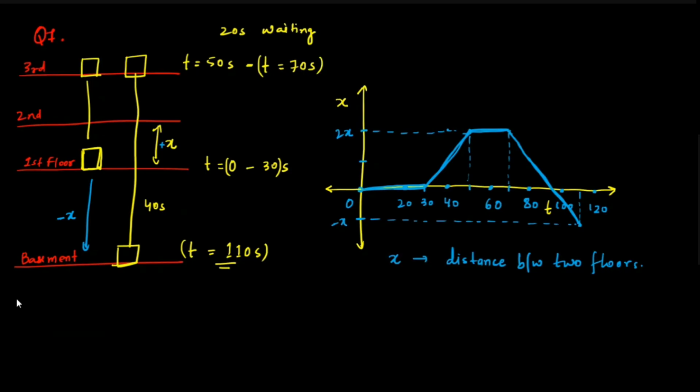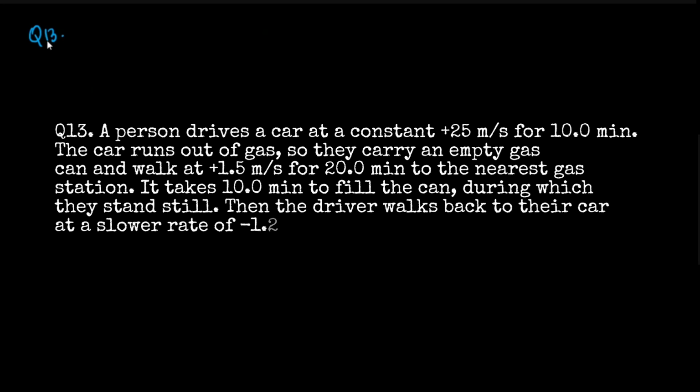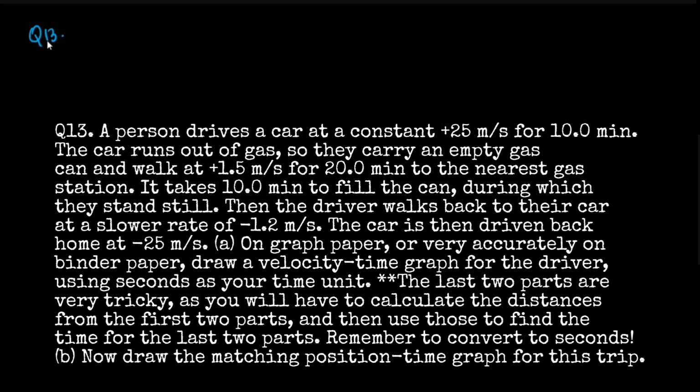Okay. All right, tell me the next question. The 13th question says a person drives a car at a constant 25 meters per second for 10 minutes. Now, what is 25 meters per second positive? Positive means it is going in the forward direction. So let me assume that initially my car was at this particular point, and it was moving constantly at 25 meters per second for the next 10 minutes.